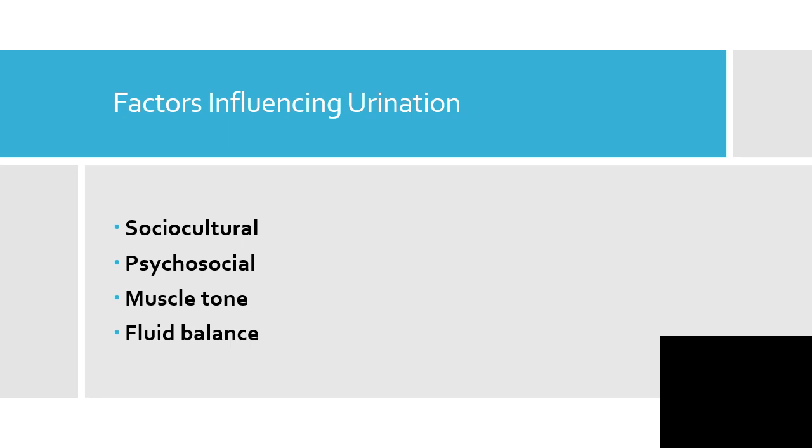Muscle tone decreases as a person ages. It also changes after a woman has children, related to the pressure on the bladder and stretching out of those pelvic floor muscles. Then fluid balances. Increased fluid intake causes increased fluid production. Also, diuretics, such as caffeinated beverages and medications, increase fluid elimination. And alcohol decreases the amount of antidiuretic hormone produced, so that urine production is prominent.